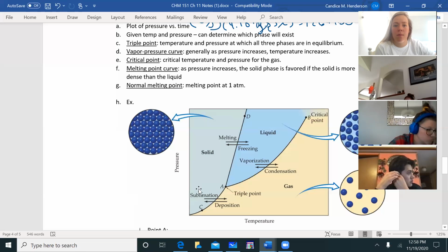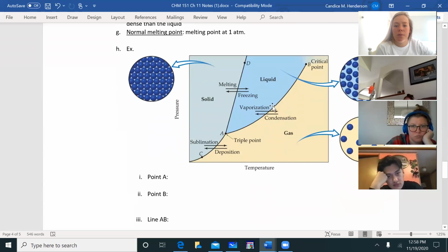We have our vapor pressure curve. And generally, as pressure increases, temperature will increase. So here's our vapor pressure curve. Here's our fusion curve. This is the switch between solid and liquid. This is the switch between liquid and gas, vice versa. Over here, this is sublimation and deposition. This is going straight from solid to gas or straight from gas to solid. Those things tend to happen at very low pressure situations.